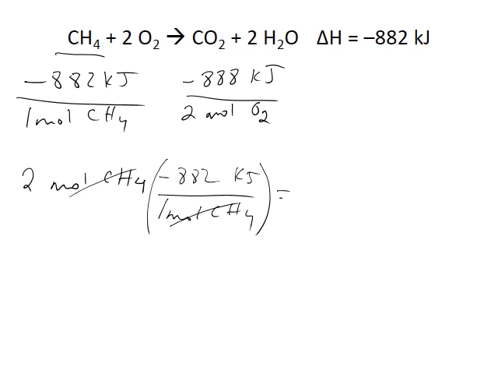Crossing things out, we could see that we're going to form negative 1764 kilojoules by burning 2 moles of methane. This overall equation can be summarized as the moles times the enthalpy will be equal to the heat that I'm actually producing. And so it's really important to account for the amount of substance that's actually occurring. Let's try another example.